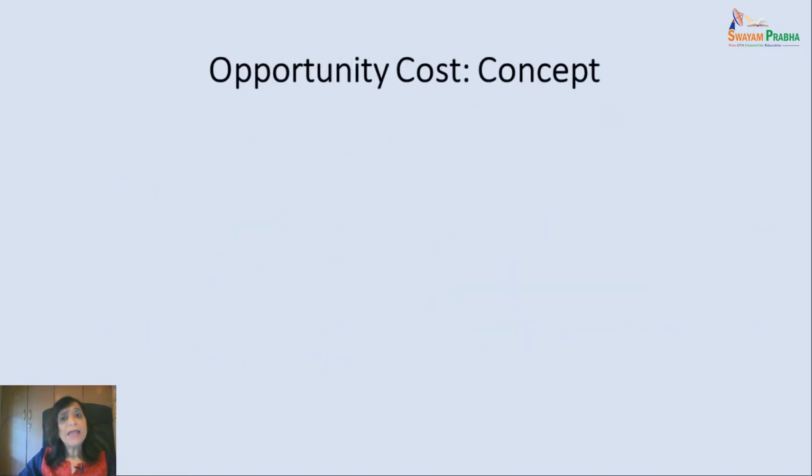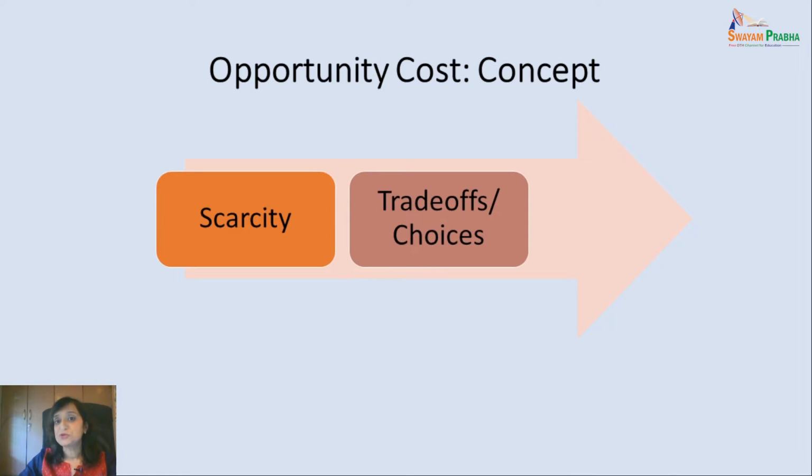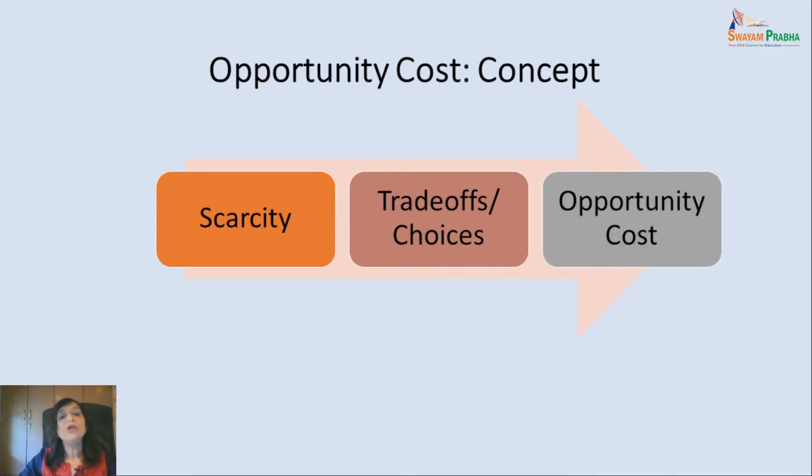Now, at the heart of economics, there are three concepts which lead to all the models and all the policies which are formulated. What are these three concepts? One is scarcity, second is trade-offs or the choices, and third is the opportunity cost. Scarcity, we have seen, happens because the wants of the society or the people are unlimited, whereas the availability of productive resources is limited.